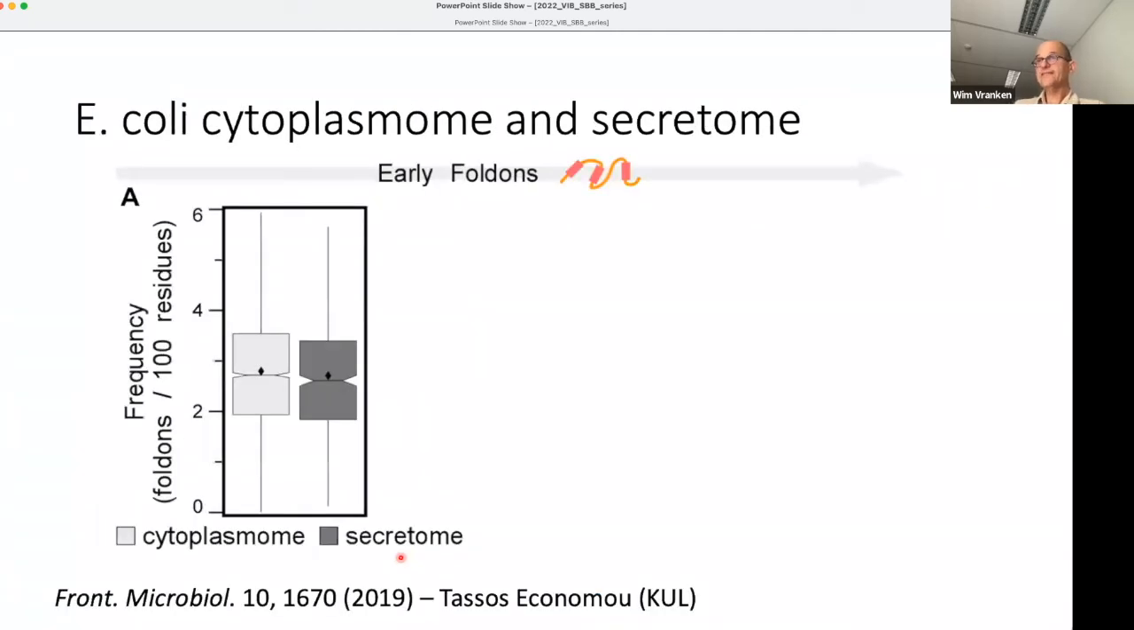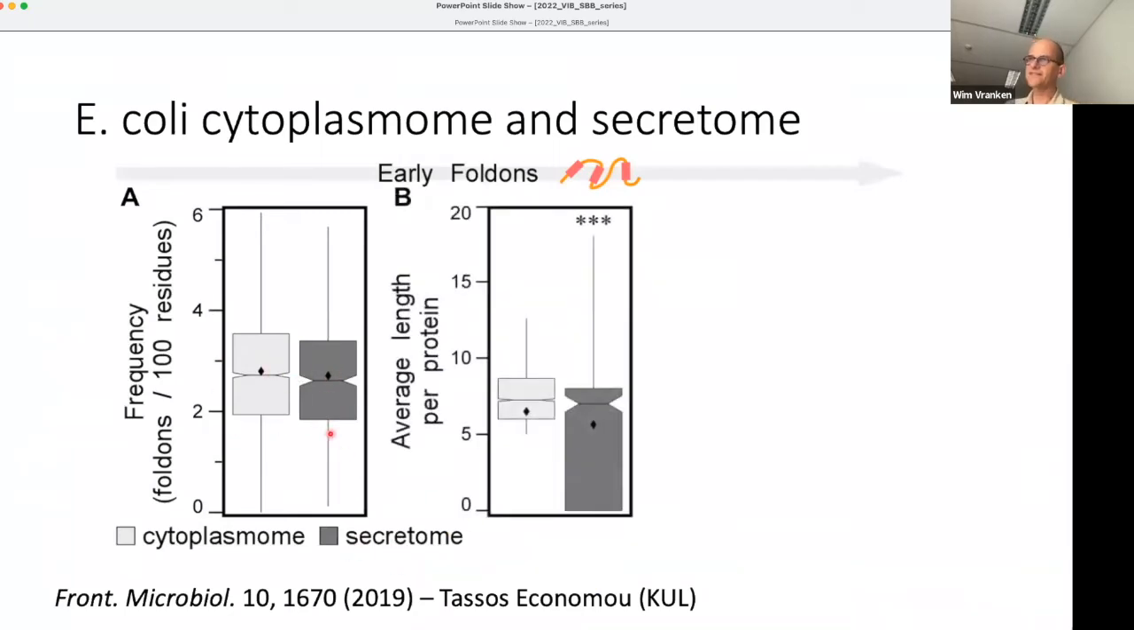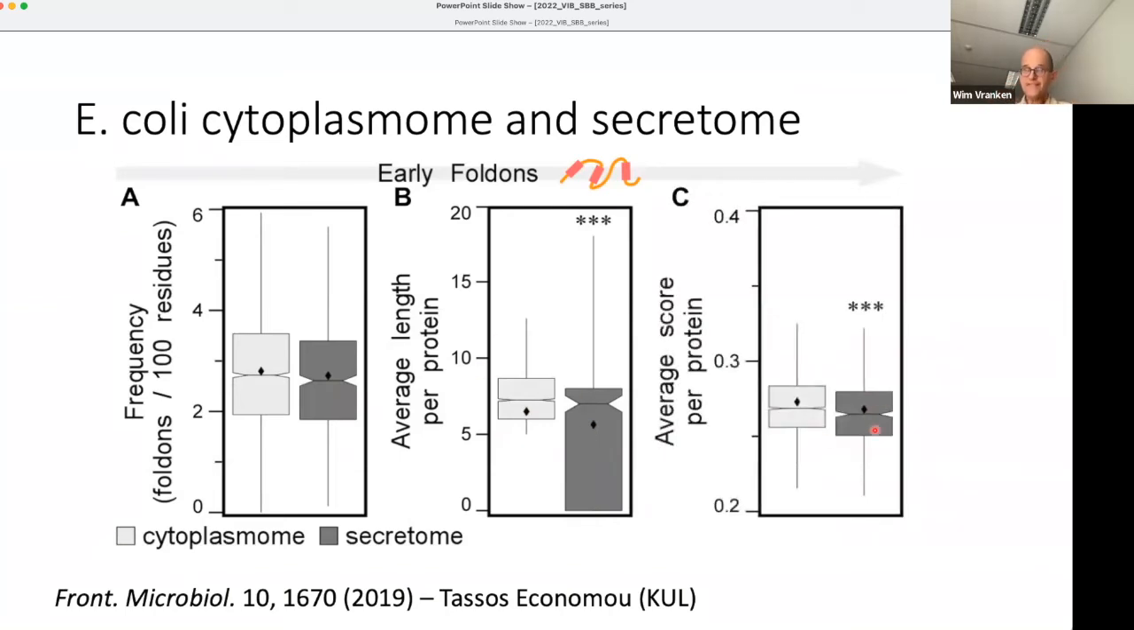We've also done other analysis, E. coli cytoplasmome and secretome, together with Tassos in Leuven, who did all the experiments, and then we did the interpretation from the biophysical side. So here you can see proteins that stay in the cytoplasm of E. coli and ones that get secreted. Here, this is the early folding. They have the same number of early fold-ons, if you want, per 100 residues, but the ones that get secreted tend to be much shorter than the ones that are cytoplasmic, and also they tend to have lower values.